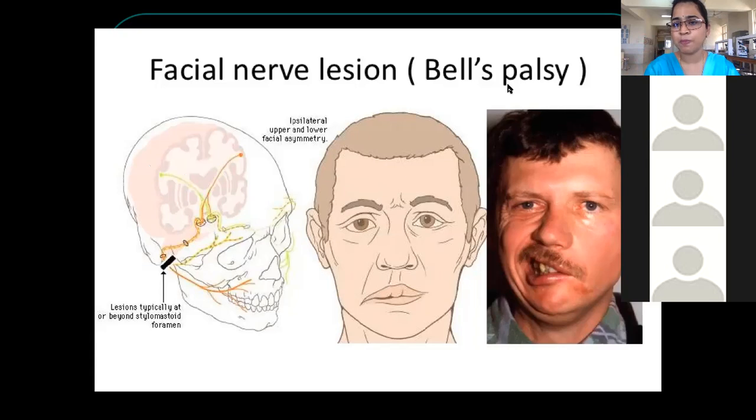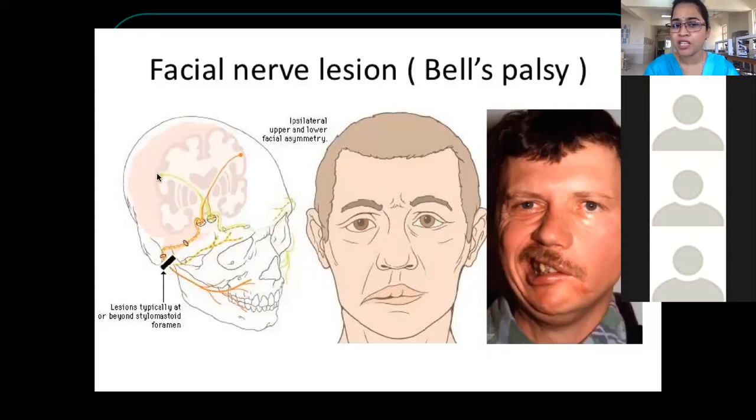Bell's palsy, separately, a short note question can come. You are supposed to write this. What is Bell's palsy? How does it happen? It can happen because of upper motor neuron paralysis or lower motor neuron paralysis. When upper motor neuron paralysis happens, the fibers are crossing and going to the opposite side, see here, upper motor neurons are crossing and going to the opposite side.